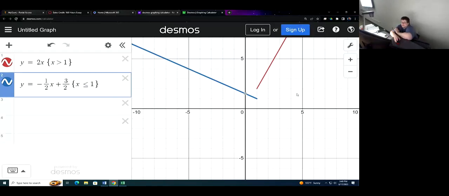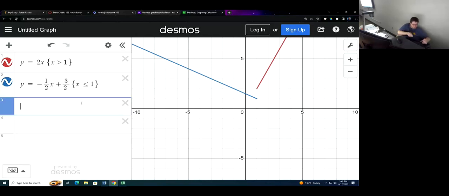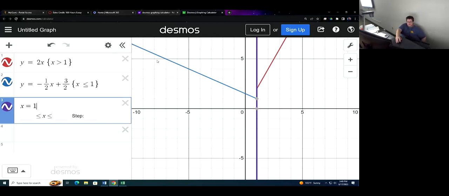So take a look at this. When we're approaching 1 from the right, we look at where x equals 1 is. X equals 1 is right here. It's this vertical line right here. Let me make a line for that. X equals 1. So I'm going to start there. Why not? Let's see if we can make it dotted.